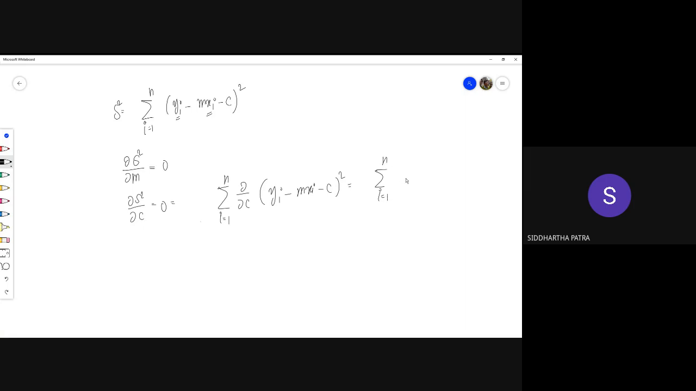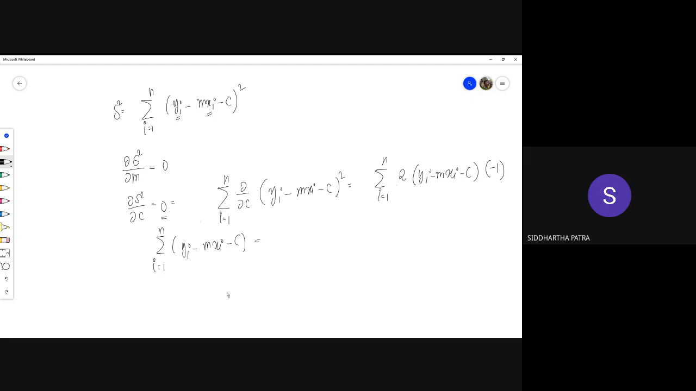Now, what happens when I take the derivative of one of these terms, the ith term? This is what happens: twice yi minus m xi minus c, and then I'm taking the derivative with respect to c. So what do I get? A negative sign? Doesn't matter because in the end I'm comparing this to 0. First of all, I'll cancel the 2. The 2 and the minus 1 do not matter. So I have summation over i equals 1 to n of yi minus m xi minus c.